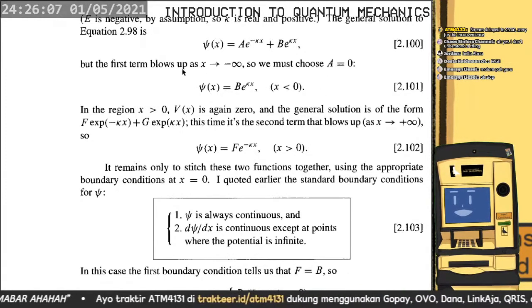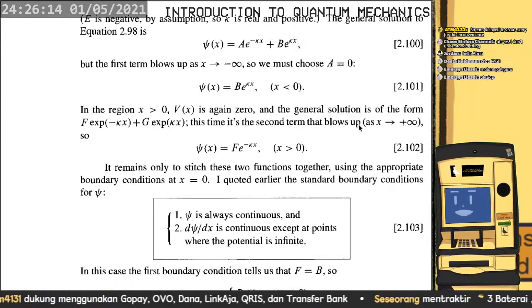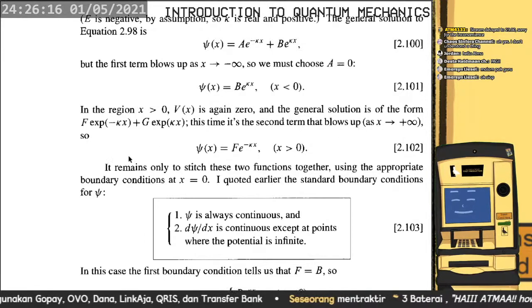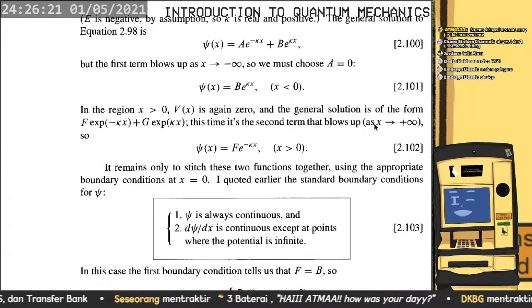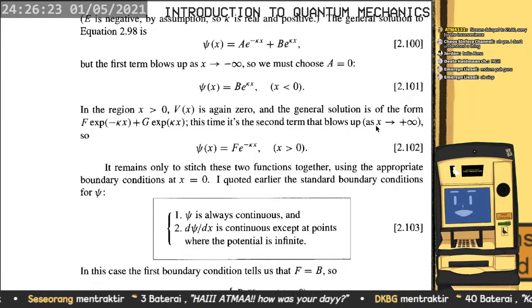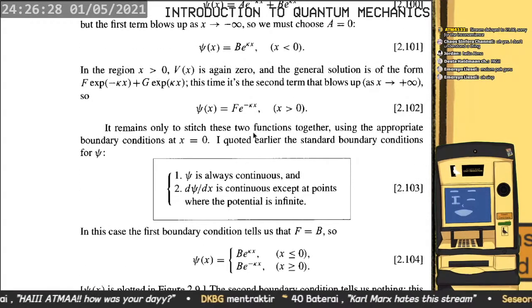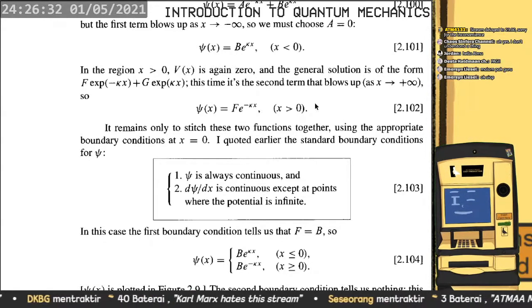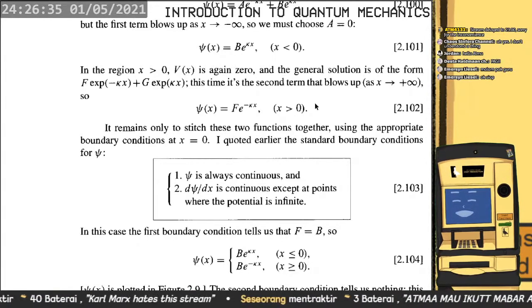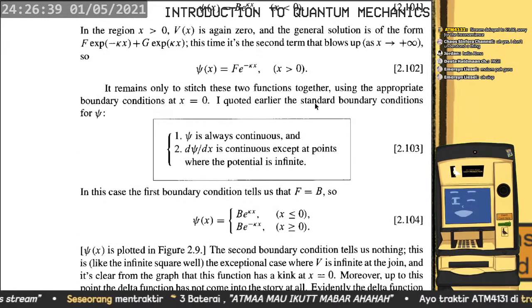In the region x greater than 0, V of x is again 0, and the general solution is of the form of exponentials. This time it's the second term that blows up as x approaches positive infinity. So it remains only to stitch these two functions together using the appropriate boundary conditions at x equals 0. I quoted earlier the standard boundary conditions for psi.